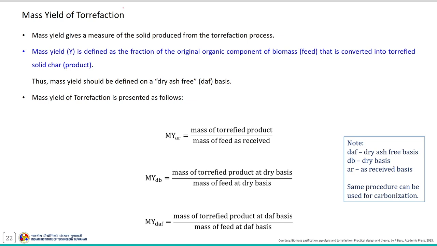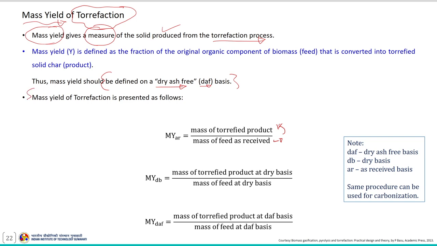So, after understanding the torrefaction reaction, let us discuss how to obtain the mass yield of the torrefied product. The mass yield gives the amount of solid product which is produced at the end of the torrefaction process, and it is defined as the fraction of the original organic component of biomass, that is the mass of the feed, that is converted into a torrefied solid char, that is the product. And this mass yield should be defined on the dry ash free basis, that is DAF.